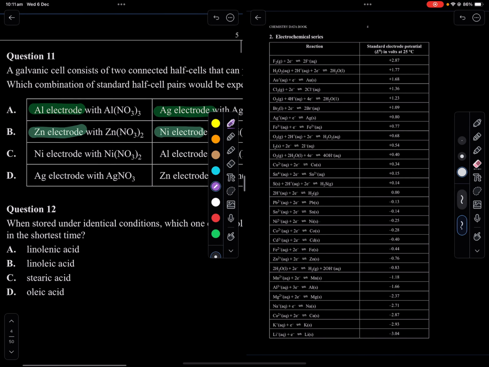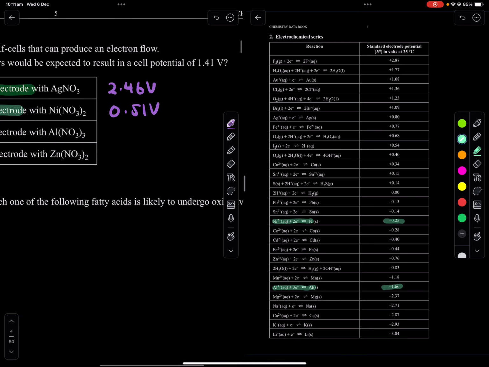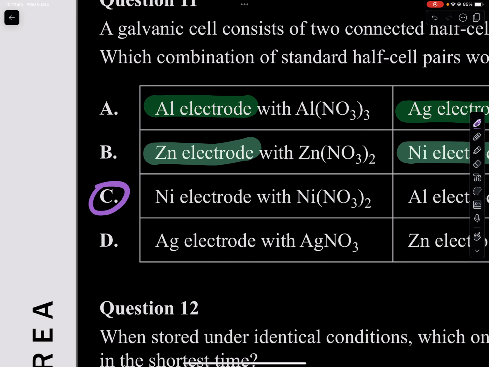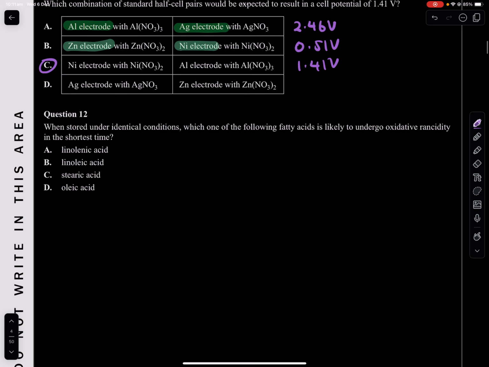So the next pair is nickel and aluminium. Let's do that. We have aluminium over here, and nickel over here. So minus 0.25 minus negative 1.66, and that gives me 1.41. So yes, 1.41 volts. So your final answer should be C for that one. Nice and easy. That is your overall cell potential. Great. Next question. Question 12.